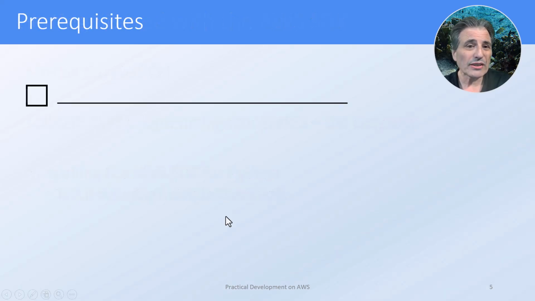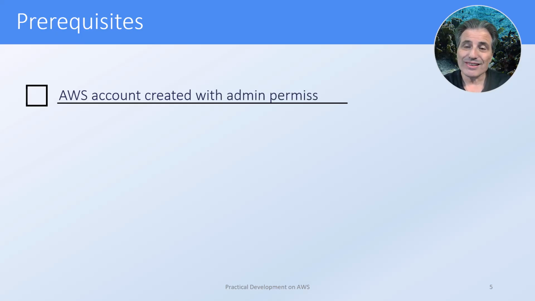So what do you need to get started? Really, there's only one basic prerequisite. You do need an AWS account created with admin permissions. Now, I'll give you some links in the description for how to get a free tier account for AWS so you can get going with that.